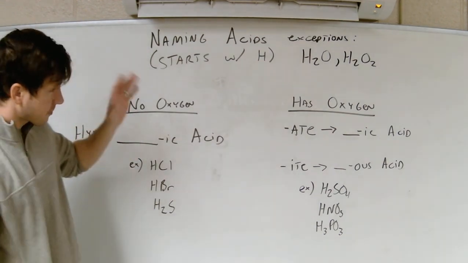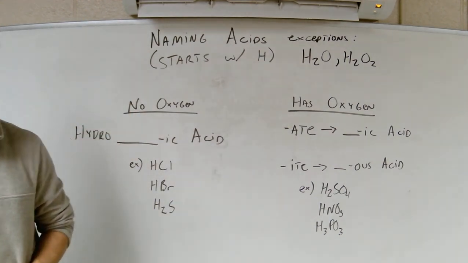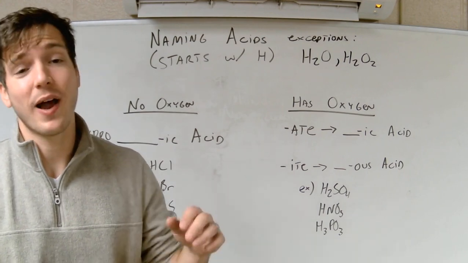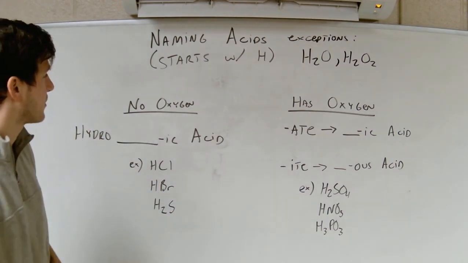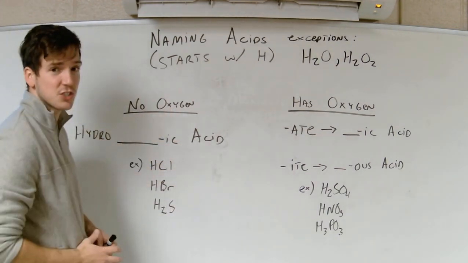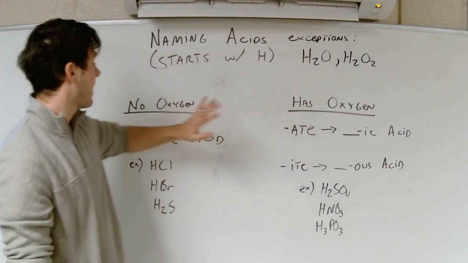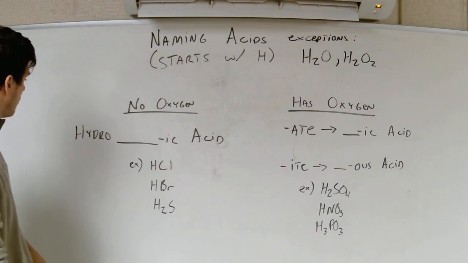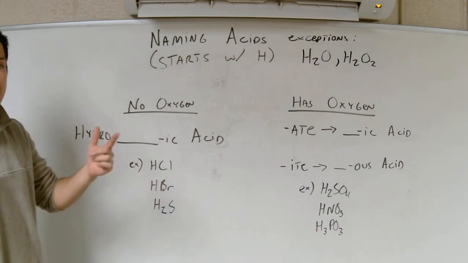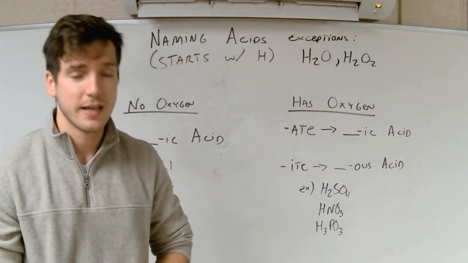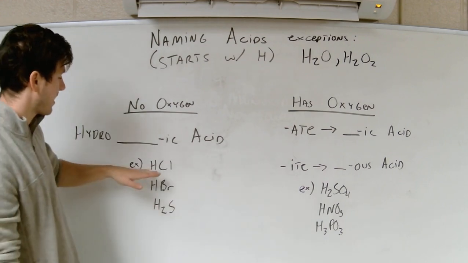So, how do we name things with acids? The big thing is when you identify it as an acid, the first thing you got to say is, does it have an oxygen or does it have no oxygen? So, if it has no oxygen, we name it as hydroblankic acid. Okay? And I'll explain that here in just a second.